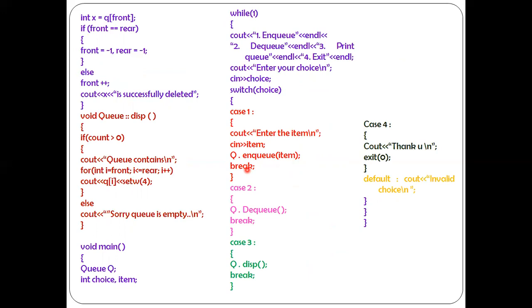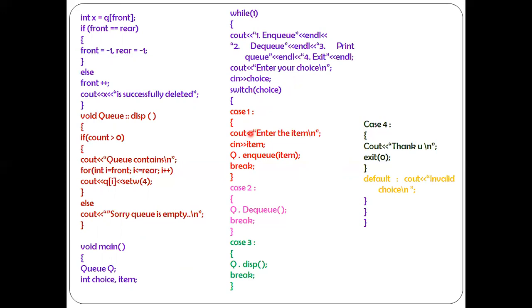Again, 1 for enqueue, 2 for dequeue, 3 for print queue, 4 for exit. This time again I'll press 1. Enter your choice means I'll press 1. So switch of 1 again goes to case 1 only. Switch of 1 matches with case 1. Yes, it matches. Again these 4 statements should execute one more time.